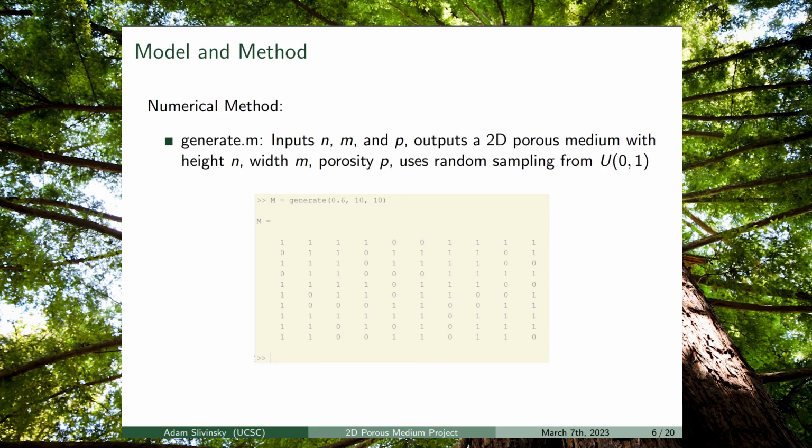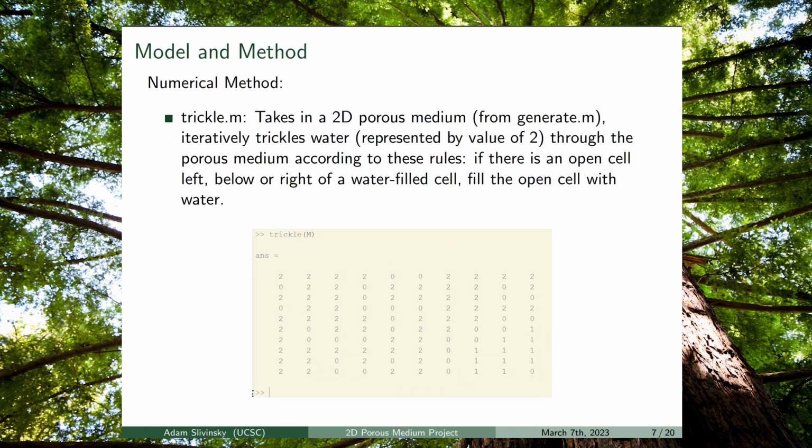To answer this question, we first must have a numerical solution of the probability that water reaches the bottom of a square 2D porous medium. I coded the following MATLAB functions to work together to generate this numerical solution. First, we'll start with generate. Generate takes in the inputs of the width, height, and porosity of a 2D porous medium and creates a 2D porous medium with those properties. To achieve the target porosity, random sampling from the uniform distribution with parameters 0, 1 is compared to the value of p to determine whether or not an individual cell in the matrix is open or closed. And below you see a console call of this function with n equal to m equal to 10 and a porosity of 0.6.